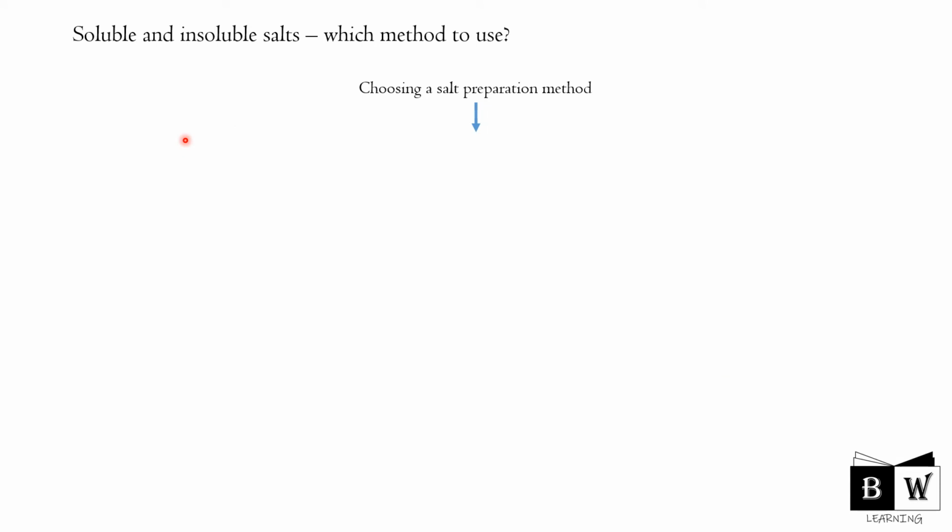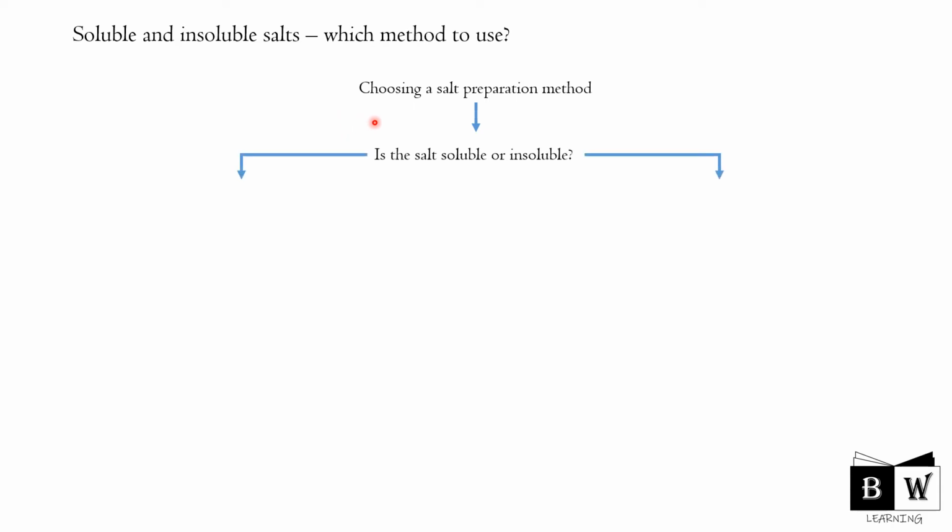So now that we are familiar with the classification of soluble and insoluble salts, the next question would be, which method do we use for salt preparation? Here in this slide, we have a mind map, and if we follow through the steps, we would be able to decide an appropriate method for salt formation. So first, choosing a salt preparation method.